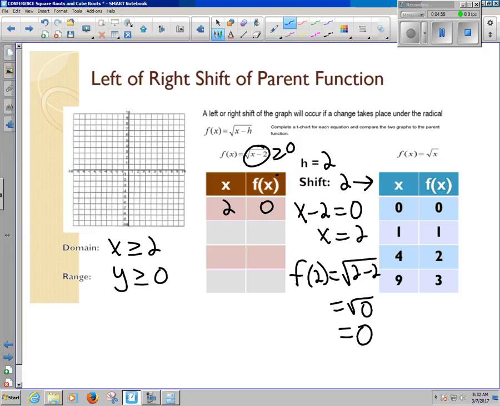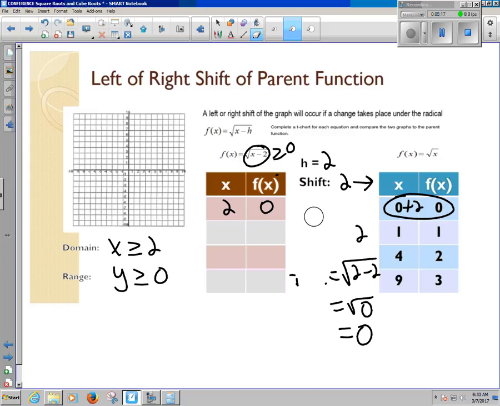Okay, so let's take note. If we look at our first point in our parent graph, the y column stayed the same, 0, and in our x column, 2 units were added to 0 to get 2. All right, let's go ahead and look at one more point before we make any conclusions. Let's go ahead and erase this.